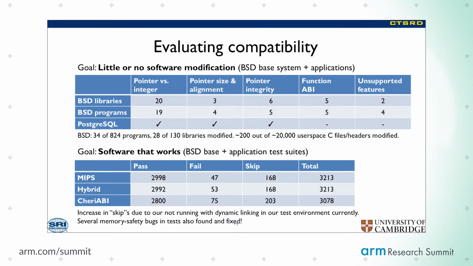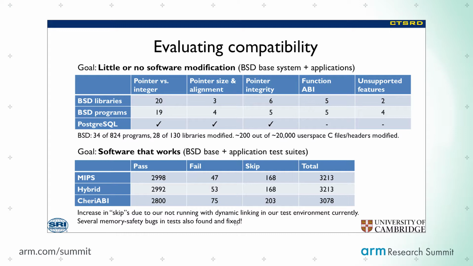So what did we do? We took the complete FreeBSD operating system. We took all the libraries and the applications. We took major applications like Postgres, and we measured how much work it was to change them. It did require some changes for things like, oh, you're casting things in ways we don't quite like, or you assume things about the alignment of pointers or the integrity of pointers and so on.